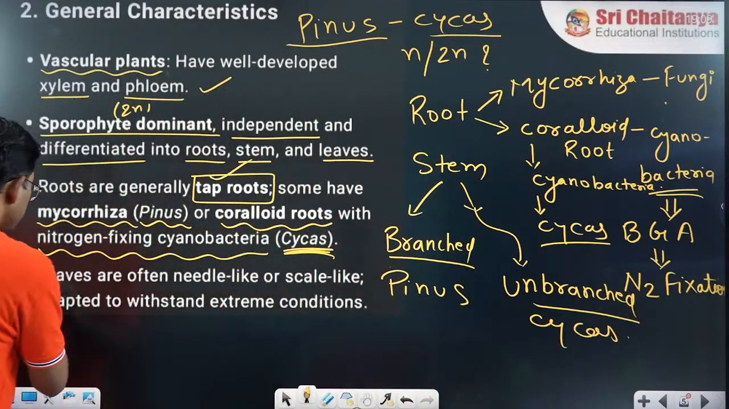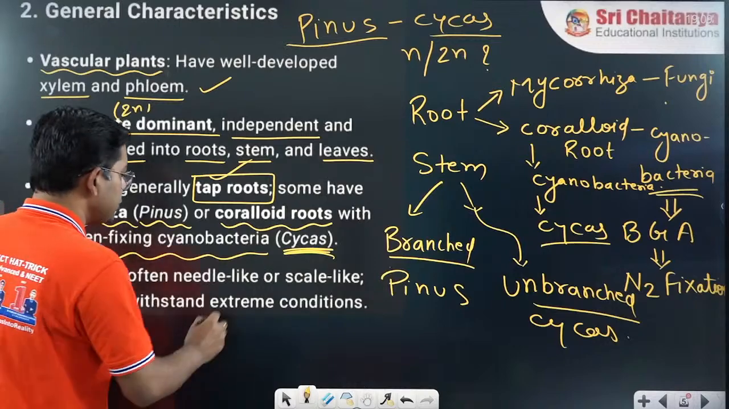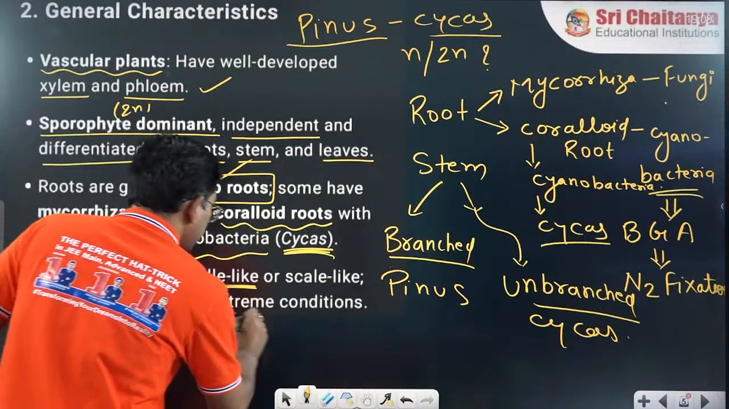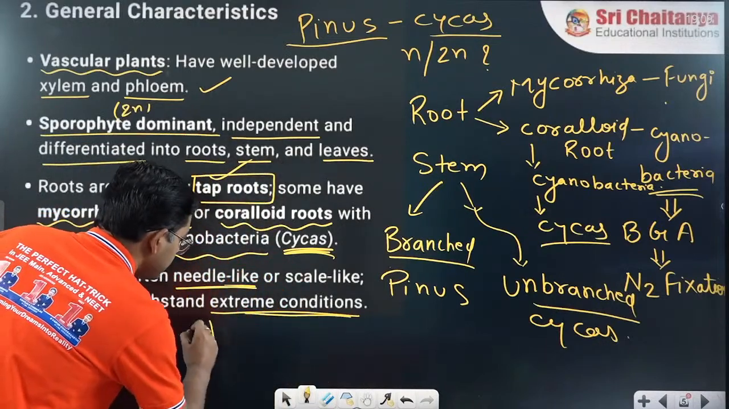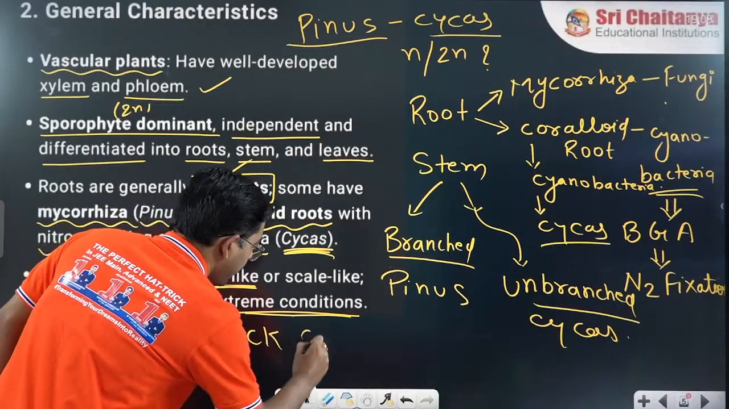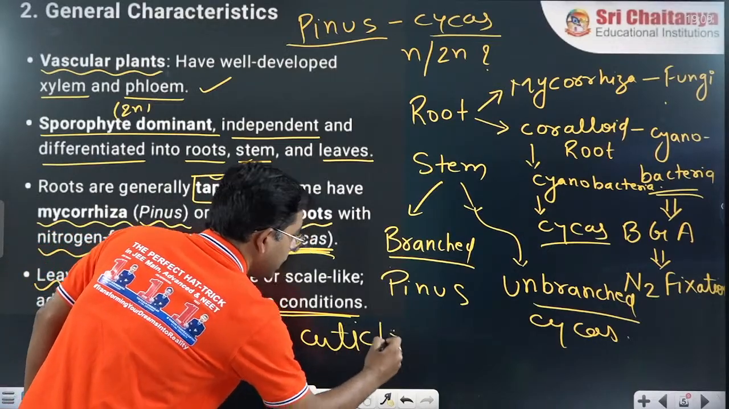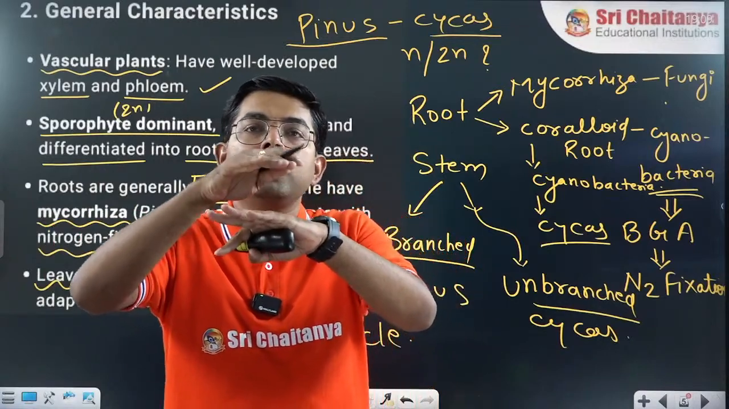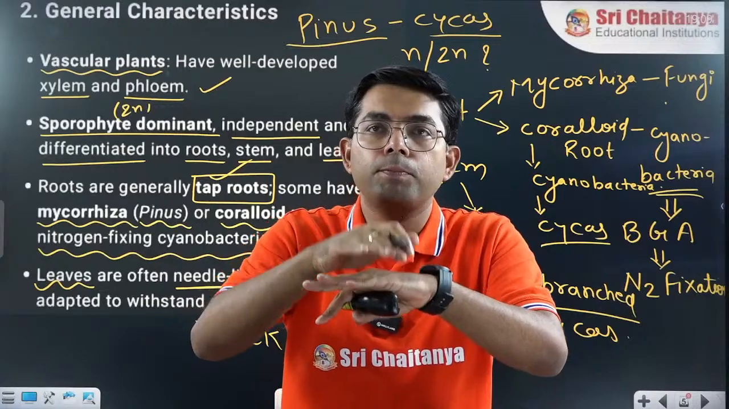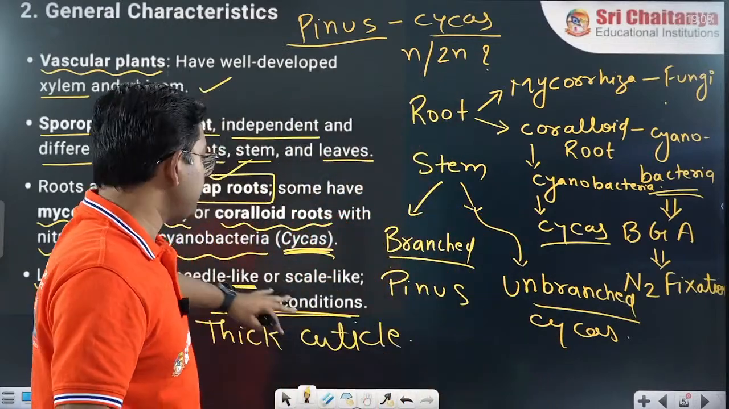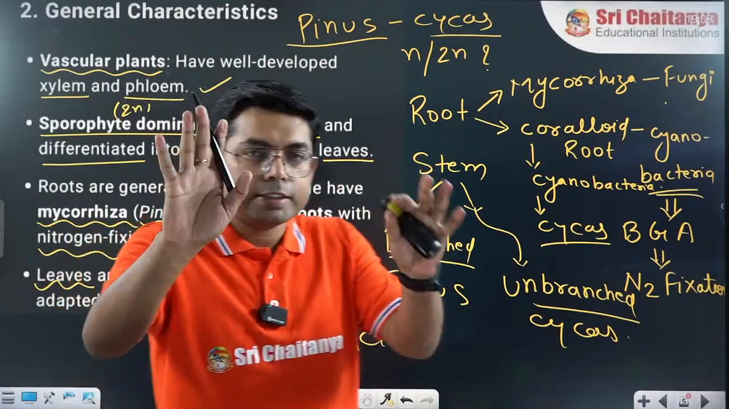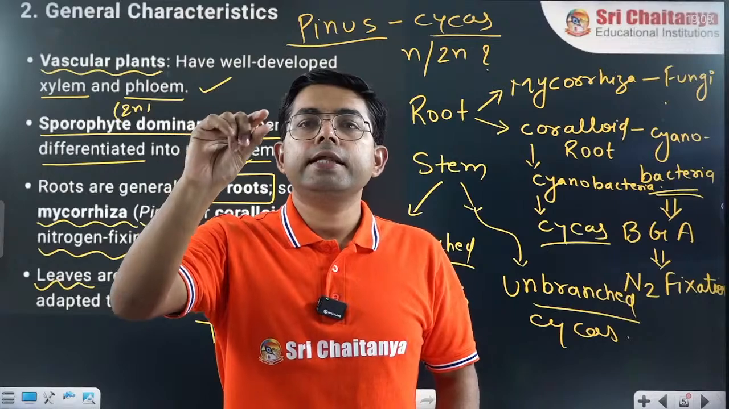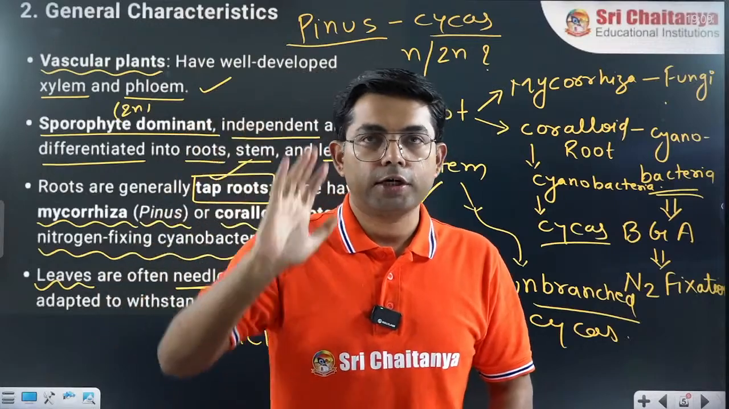Similarly, the leaf has special modifications. They can have needle-like leaves, or they will have a thick cuticle. Cuticle is a layer present on the surface of the leaf. This thick cuticle prevents loss of water from the plant. So thick cuticle is present. In simple terms, the leaves are thick to prevent loss of water.